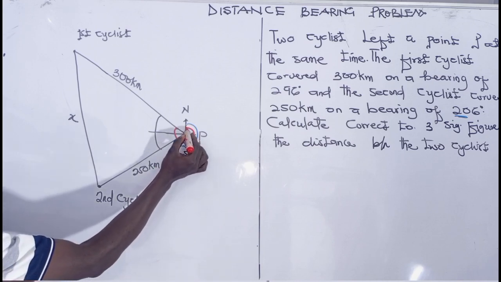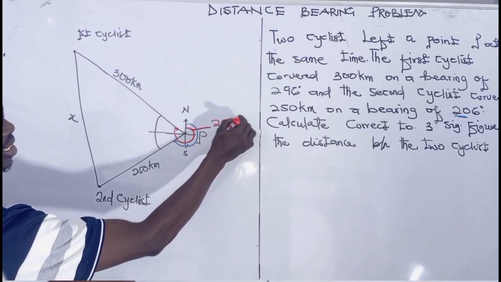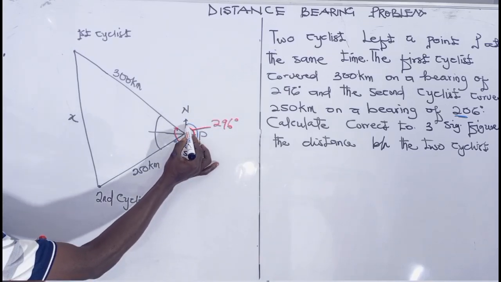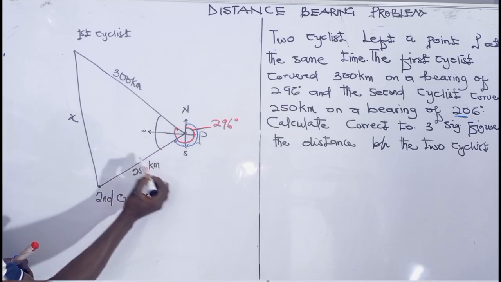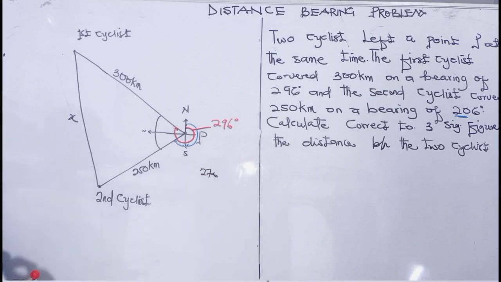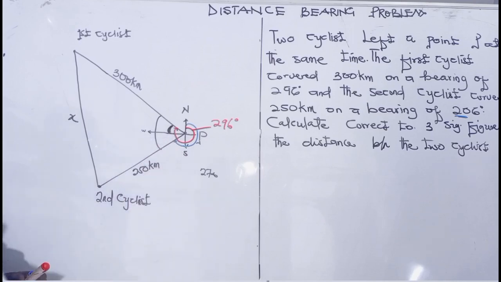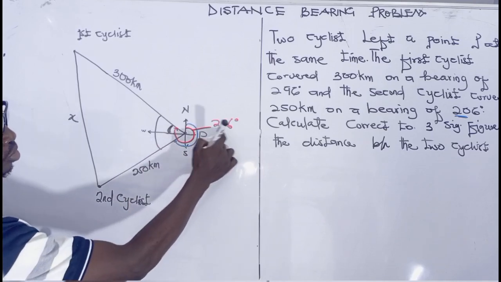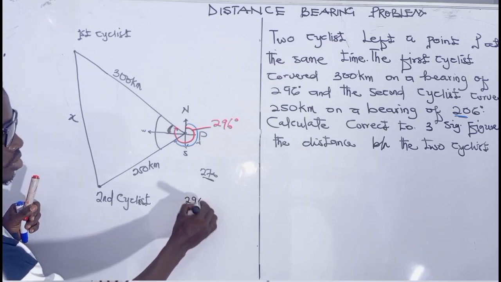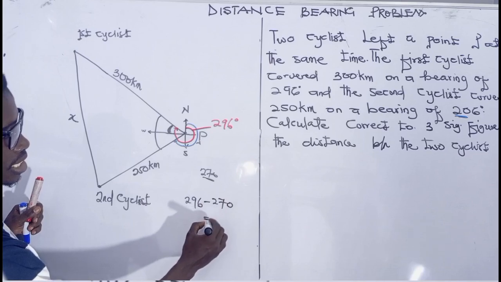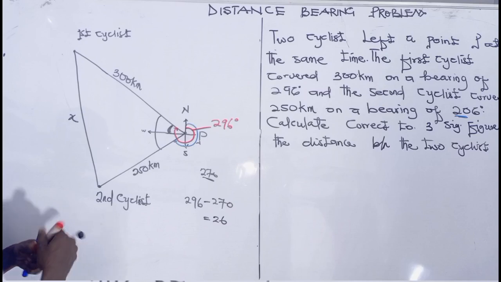Now we know that from the north to this terminal line is 296 degrees. And we know that the measurement from the north in a clockwise direction to the west pole is 270 degrees. So if you want to find this particular angle, then we have to subtract 270 from 296. So we are going to have 296 minus 270, that gives us 26. So it means that this angle is going to be 26 degrees.